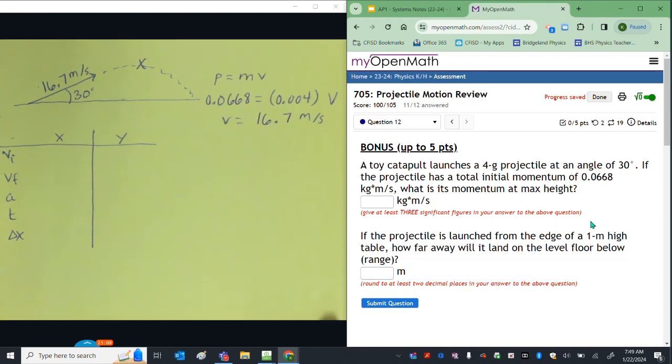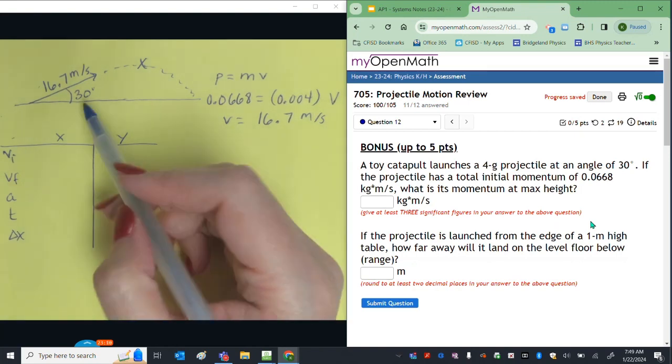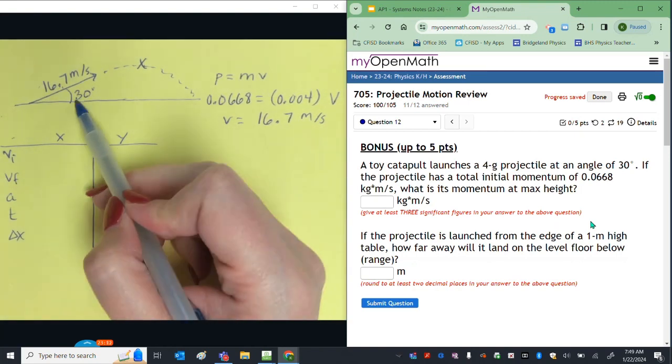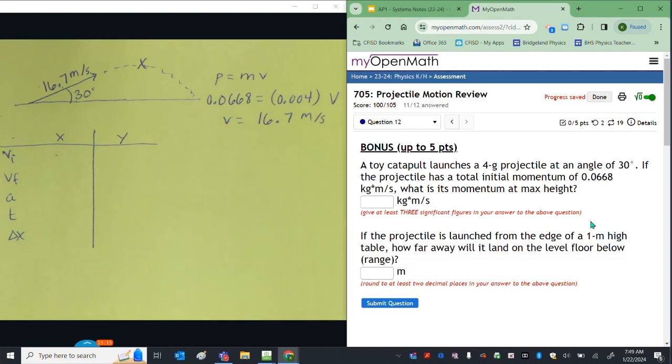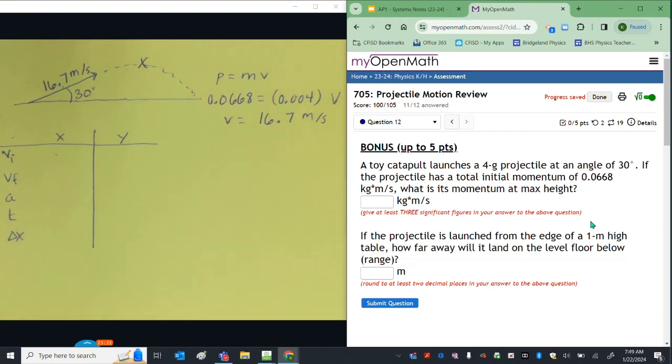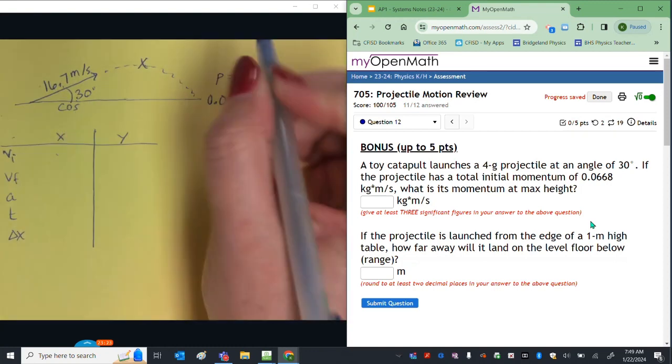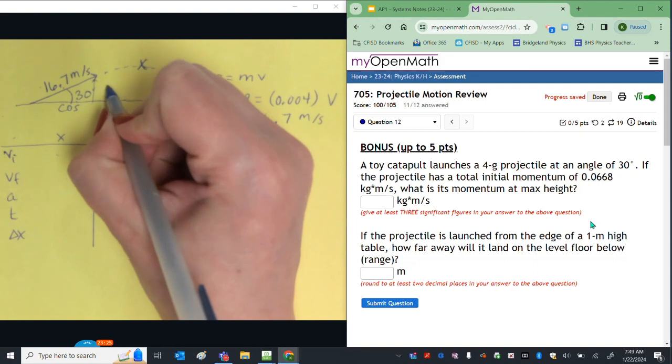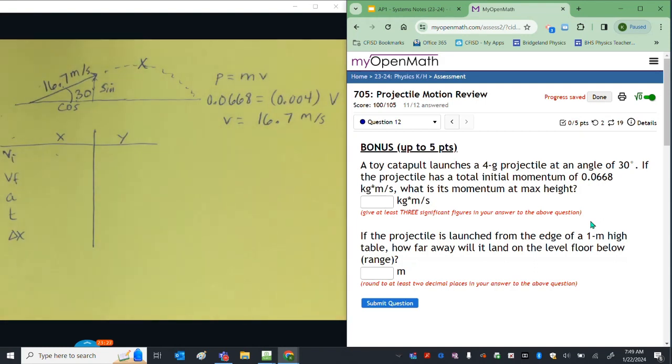So plugging in. Again, this velocity is at an angle, so I need to solve for the components. If you have something launched at an angle, start by finding the components. I'm going to use cosine for the horizontal component because it is adjacent to the angle, and for the vertical component, I will use sine.